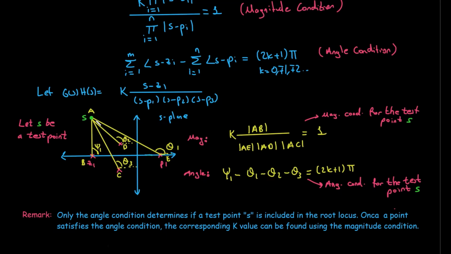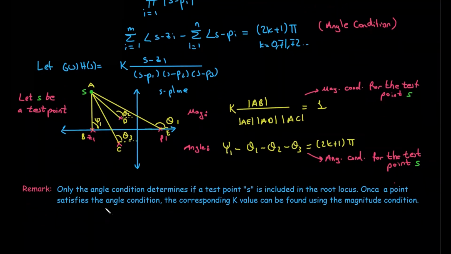And we said that for this example, the green point is our test point and I'm inspecting S minus Z1, this vector AB, and S minus P1, that AE vector over here. So the magnitude condition implies that AB over AE, AD, AC should be equal to 1. And the angle condition says that the angle of S minus Z1, which is psi 1, minus those three angles should be an odd multiple of pi. Okay, so this is the angle condition for the test point.